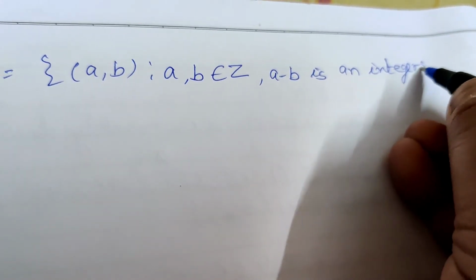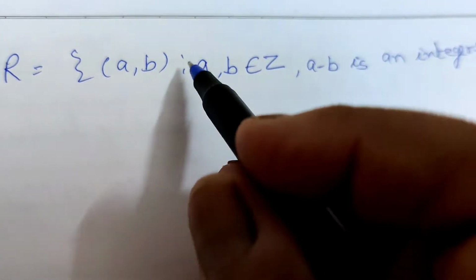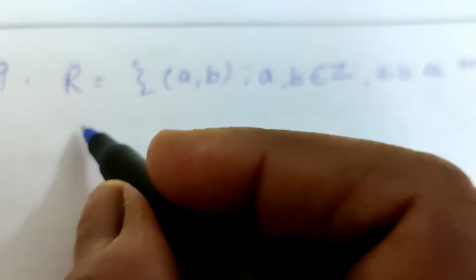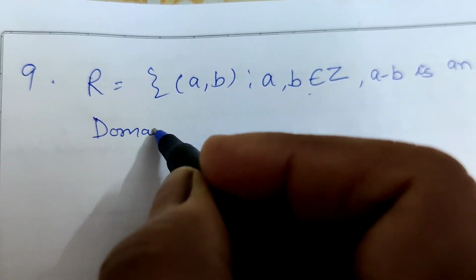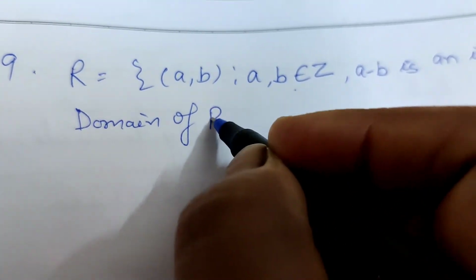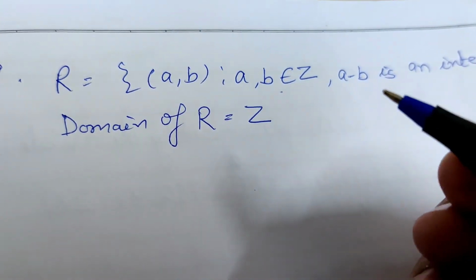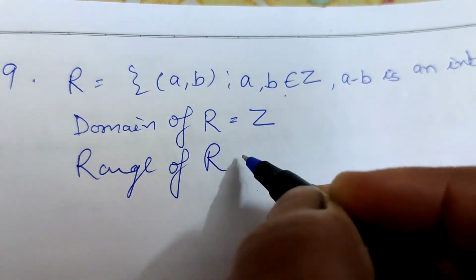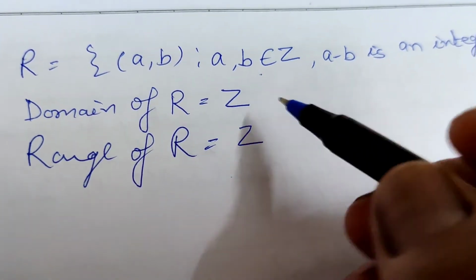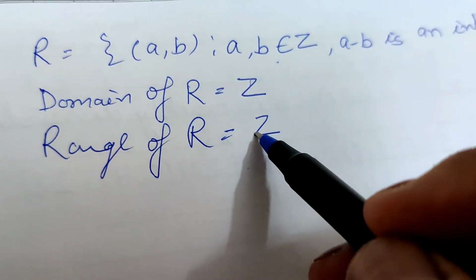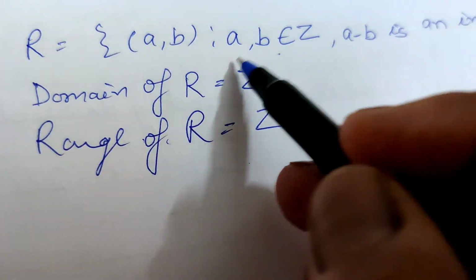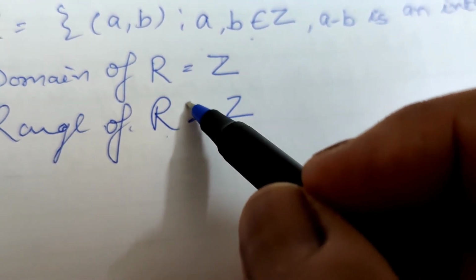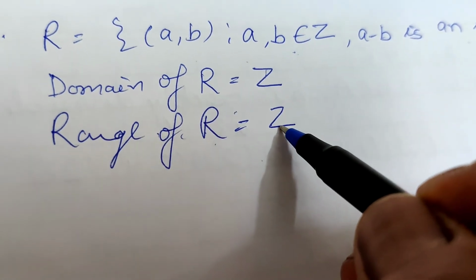It means all the integers a and b. So we know that the difference between two integers is always an integer. Therefore, the domain of the relation is also an integer and the range of the relation is also an integer. Whatever integer we put, the other answer will also be an integer. Therefore, domain and range both will be the integers Z. It means the domain of the relation is Z and the range of the relation is Z.